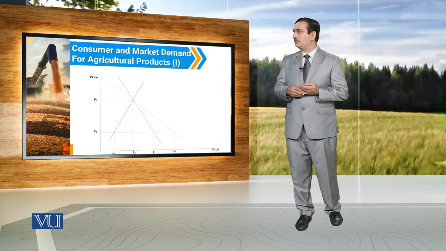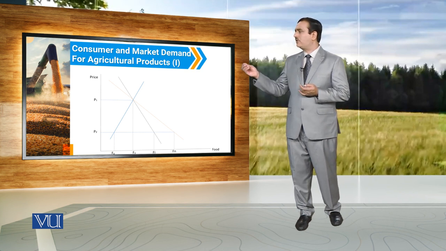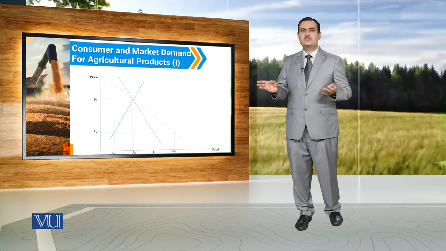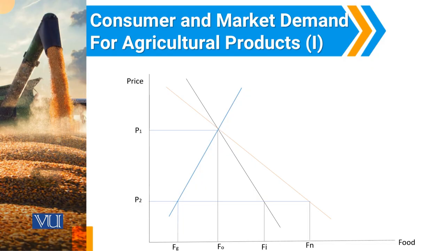In this diagram, we are reporting the relationship between quantity demanded for food and price under different situations. If we assume food is a normal commodity, then the movement will be along the orange colored demand curve. Because of decrease in price from P1 to P2, increase in quantity demanded for food is Fn. But if we consider food is an inferior commodity, again there is a negative association between price and quantity demanded. But increase in quantity demanded is relatively less than the increase in quantity demanded when food is a normal commodity.